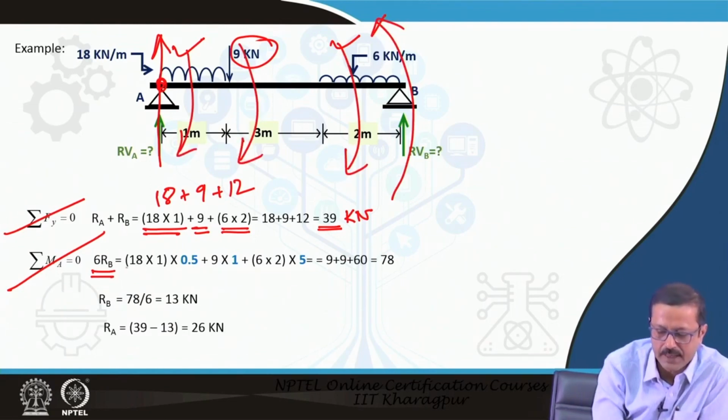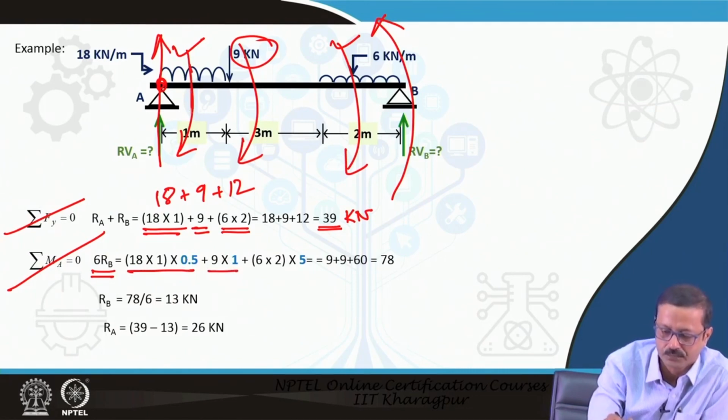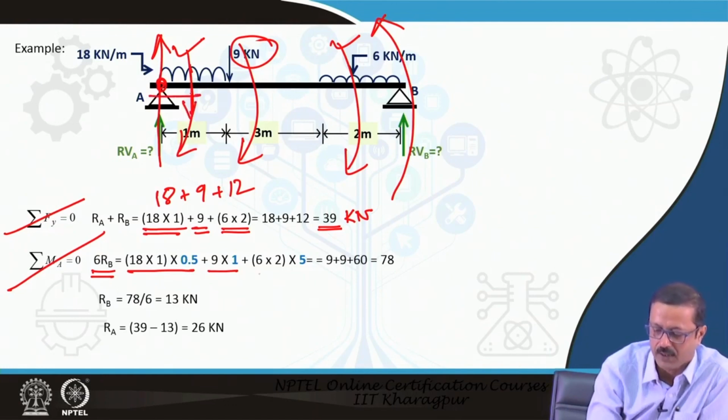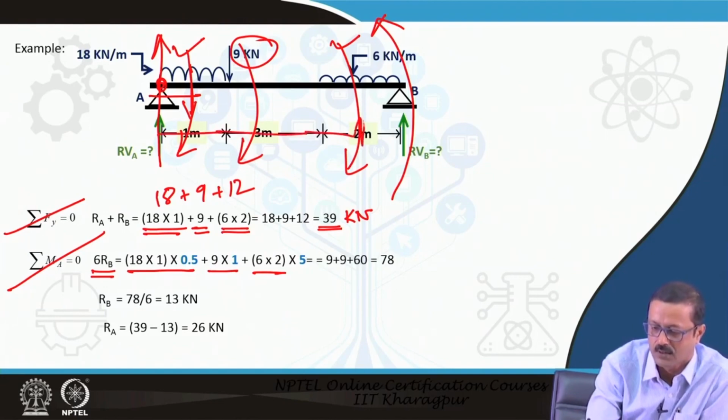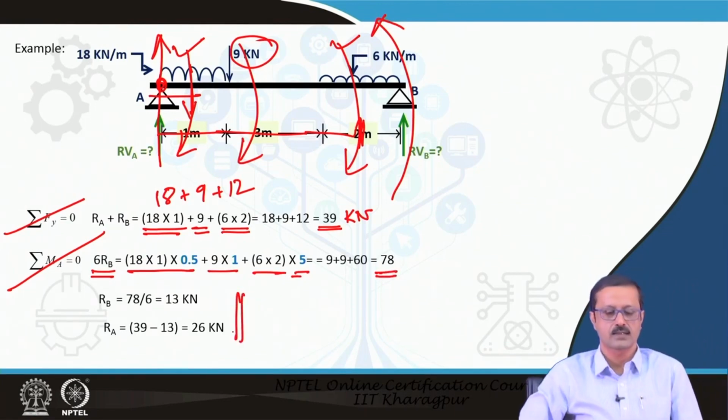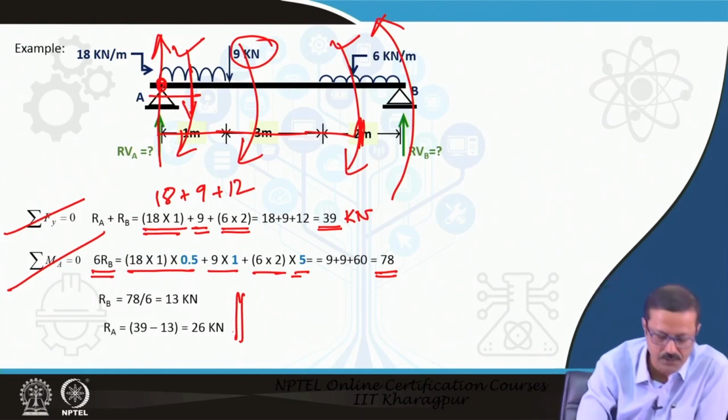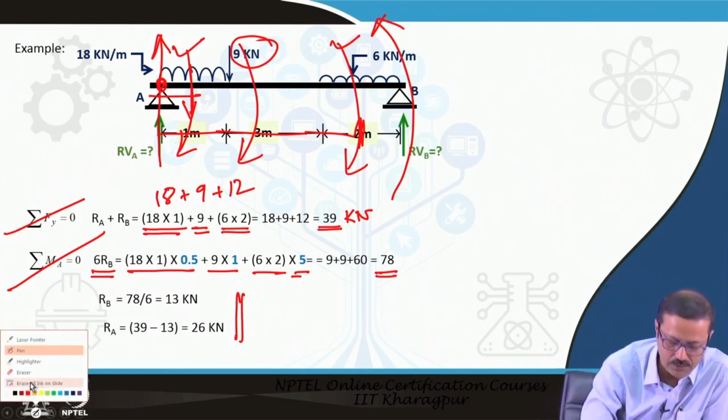clockwise. So, this 18 into 1 is acting at a distance of 0.5 meter. Then 9 into 1, because it is at a distance of 0.5 from here, and 6 into 2 is the 12 total load, and it is at a distance of 5 meters, because 1 plus 3 plus again 1 is 5 meters. So, 78, and finally, we come down to RB and RA as 13 and 26 kilonewton. Kilonewton only.